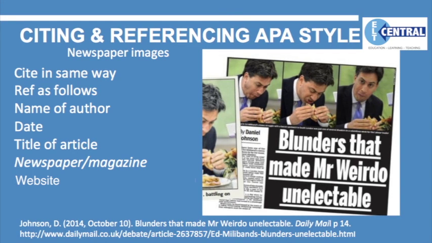What's happened with this photo is we haven't got the name of the photographer, so it becomes a staff photo. So then it gets credited to the person who wrote the story, which is Daniel Johnson. Okay, so we've got Johnson D, 2014, October 10th, Blunders That Made Mr. Weirdo Unelectable. And then we've got the publication in italics and P14.